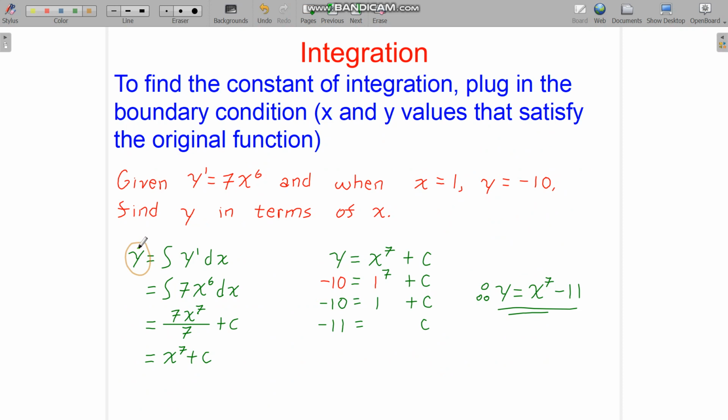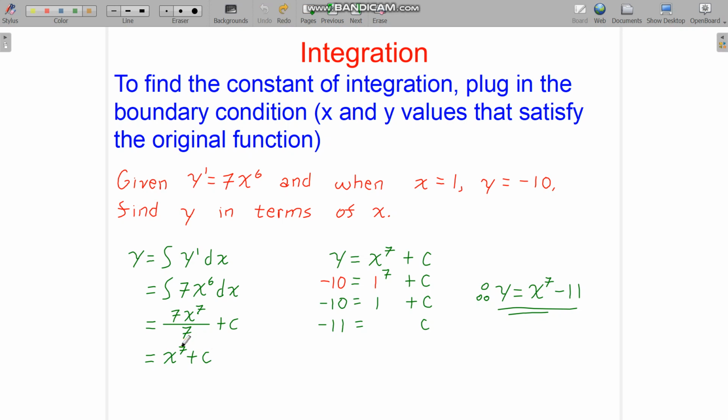So y is the integral of y prime. The y prime is 7x to the power of 6. The integral is, as usual, division line. Rewrite the 7 and the x. The new power is 6 plus 1. Divide by that new power. So we get 7 over 7 is 1, so just x to the power of 7 plus c.